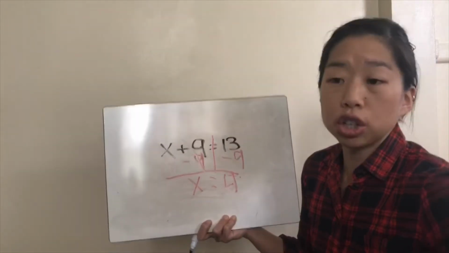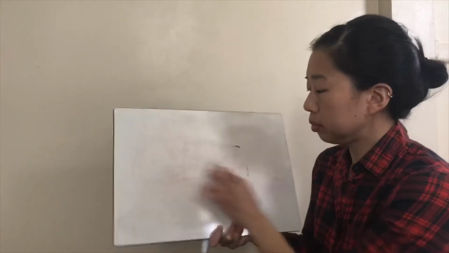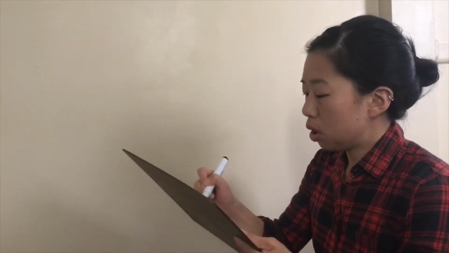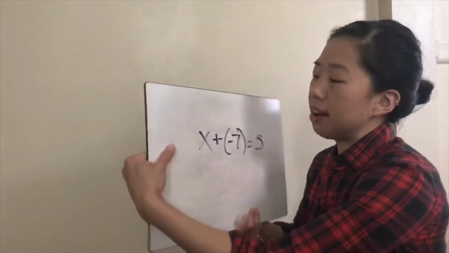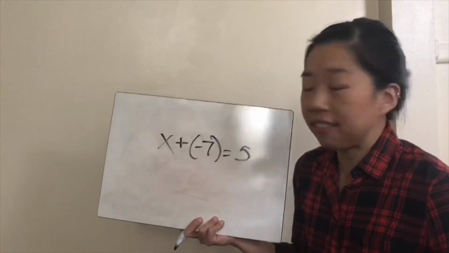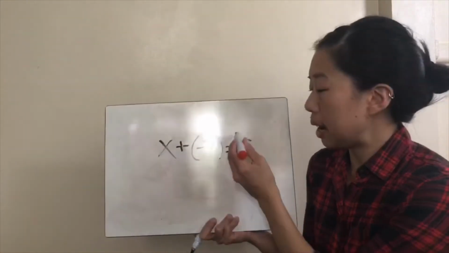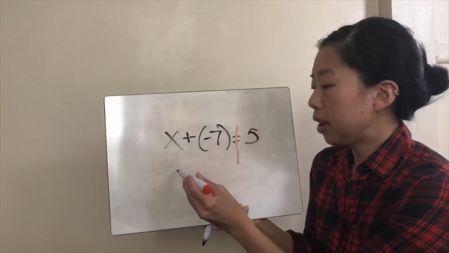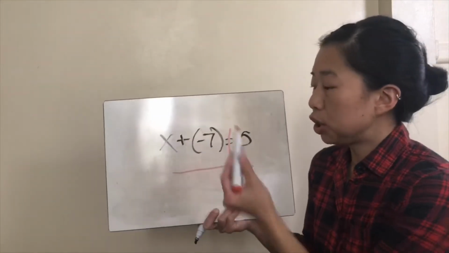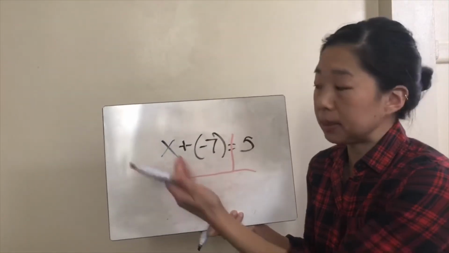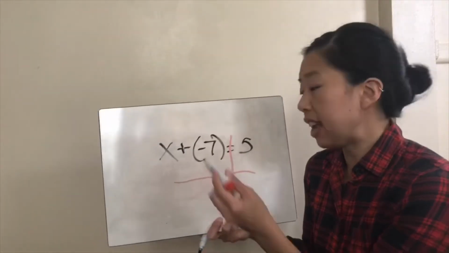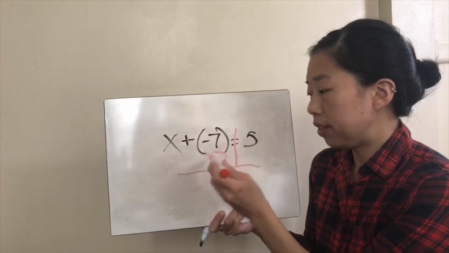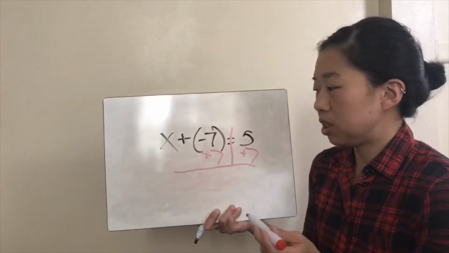And of course, you can show your students how to self-check as well. Sometimes your students might be given something tricky like this: x plus negative 7 equals 5. It works the same. You'll draw a line down your equal sign, make your upside down T. So what number is on the same side as the variable? Negative 7. So what's the opposite of negative 7? Positive 7. And whatever you do to one side of the equal sign, you must do to the other.